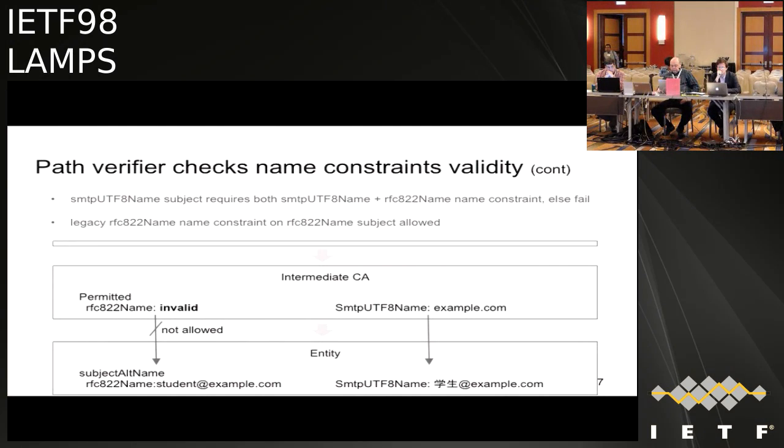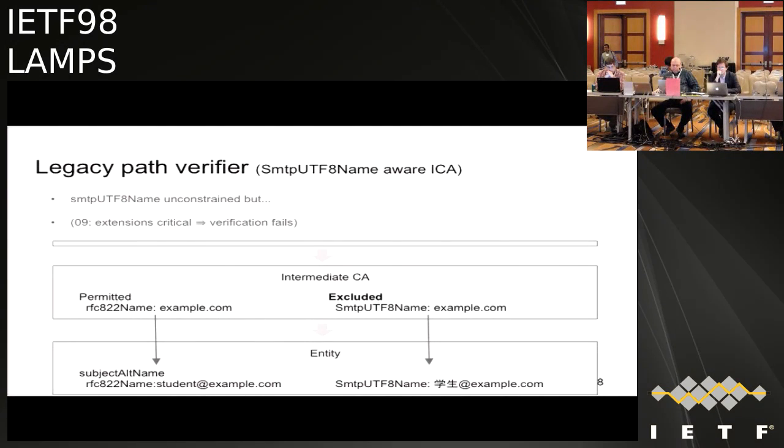Okay. Next slide. So the mirror for this legacy compatibility is what happens if you have a legacy path verifier that's looking at an intermediate CA that is SMTP UTF-8 aware, and how would that react to a name constraint that in some sense it doesn't understand. That path verifier could, for example, run into a profile that tries to exclude SMTP UTF-8 name, and how would that react?